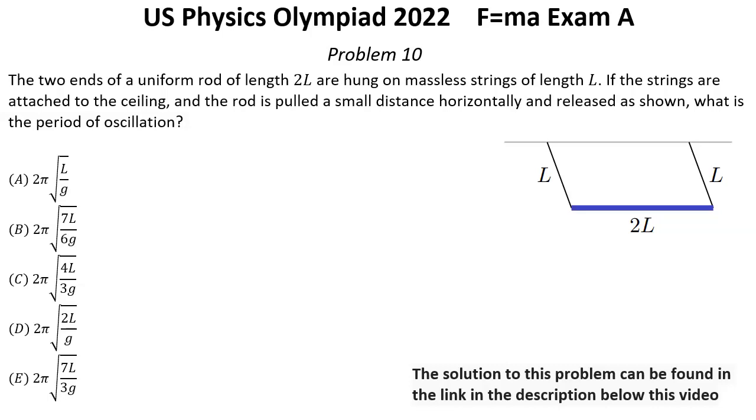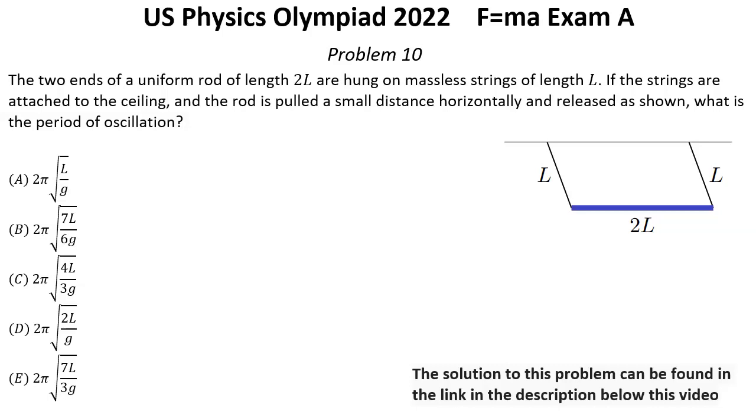Problem number 10. The two ends of a uniform rod of length 2L are hung on massless strings of length L. If the strings are attached to the ceiling and the rod is pulled a small distance horizontally and released as shown, what is the period of oscillation? Solution for problem number 10.